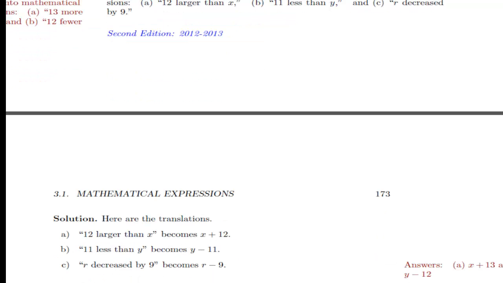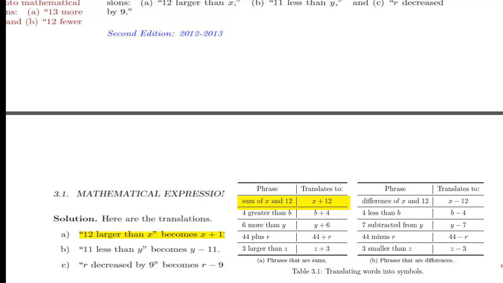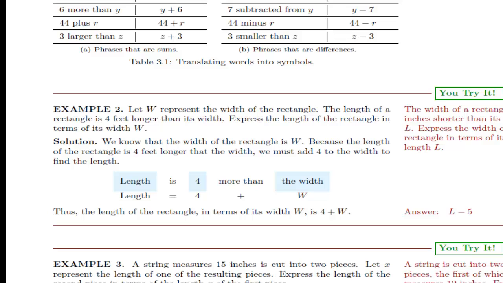Solution. Here are the translations. 12 larger than x translates to x + 12. 11 less than y becomes y − 11. And r decreased by 9 becomes r − 9. Example 2. Let W represent the width of the rectangle. The length of a rectangle is 4 feet longer than its width. Express the length of the rectangle in terms of its width, W.